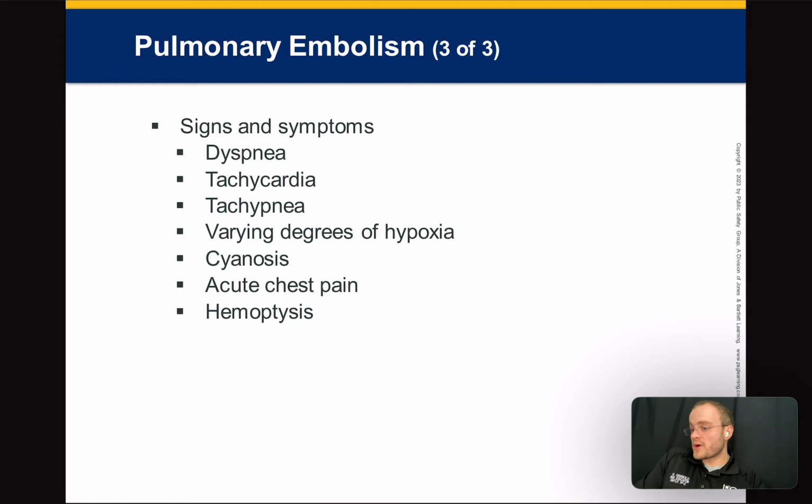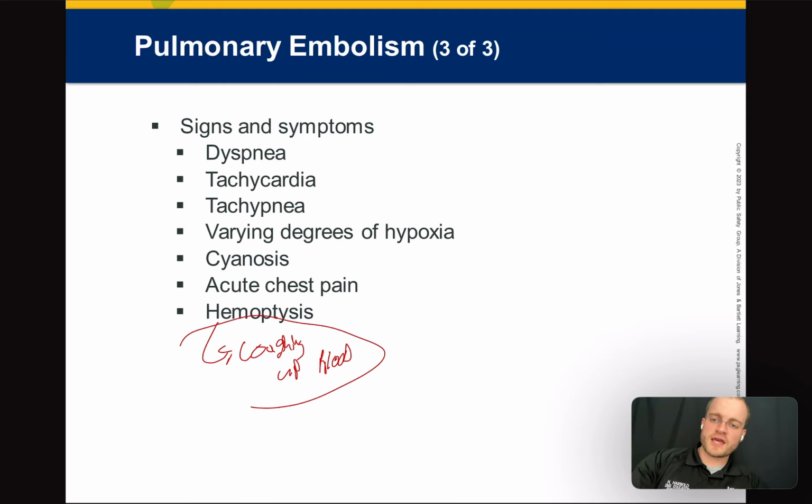Okay, shortness of breath, tachycardia and tachypnea, so fast heart, fast breathing, varying degrees of hypoxia, cyanosis, acute chest pain. They can have like sharp chest pain, hemoptysis. What is hemoptysis? Right, good question. This is coughing up blood.